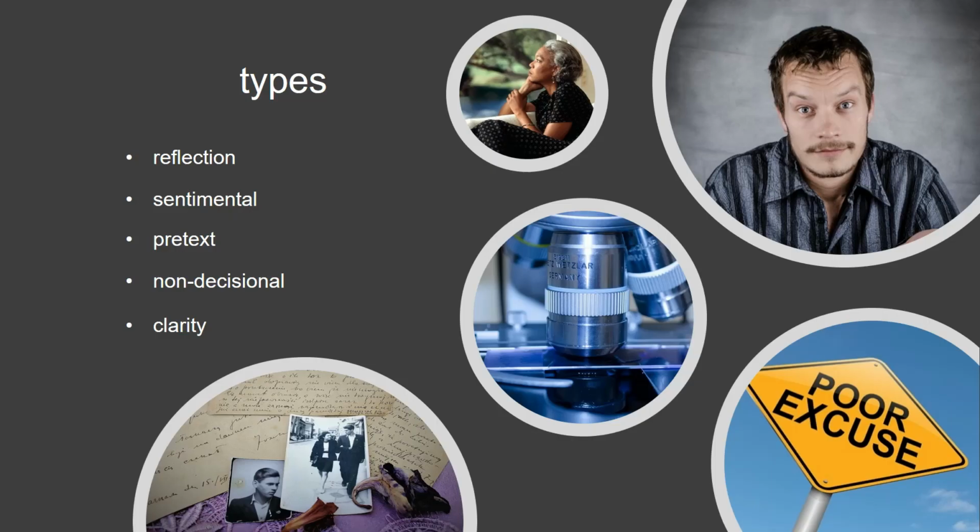Well, you've got reflection. You've got sentimental, you've got pretext, non-decisional, and you have clarity. So let's break these down. We'll use these five. There's certainly more objections, but we'll bring it down to this. We certainly have to do something. So let's do it this way.